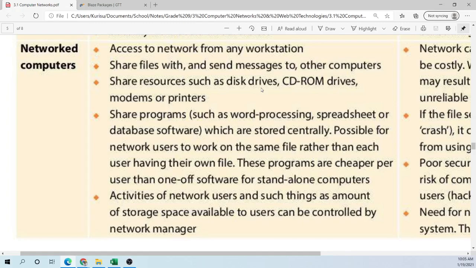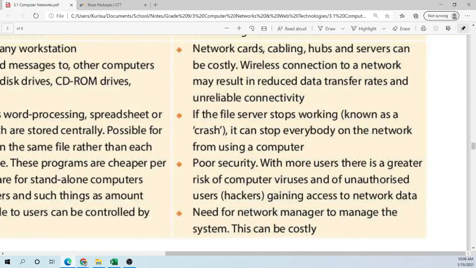Now the last advantage is activities that users will be carrying out, and how they are using the computer, can be controlled by a network manager or a network administrator. So what you do on the computer, what you store on the computer, it can all be controlled by a central person. They can say, look, you can't play music, you can't play videos, you can't browse the internet. That's the advantage of a network computer. They can control what you are doing. So you don't use the people computer to watch anime whenever you feel like.